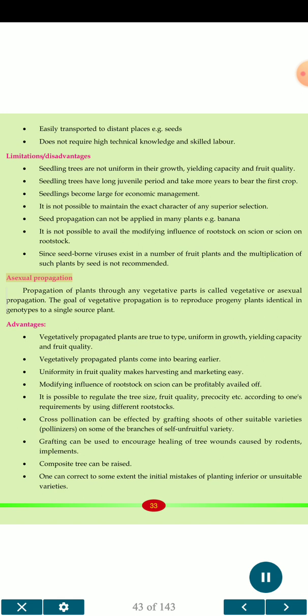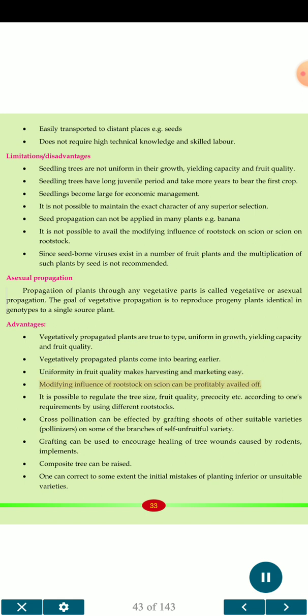Asexual propagation. Propagation of plants through any vegetative parts is called vegetative or asexual propagation. The goal of vegetative propagation is to reproduce progeny plants identical in genotype to a single source plant. Advantages. Vegetatively propagated plants are true to type, uniform in growth, yielding capacity and fruit quality. Vegetatively propagated plants come into bearing earlier. Uniformity in fruit quality makes harvesting and marketing easy.